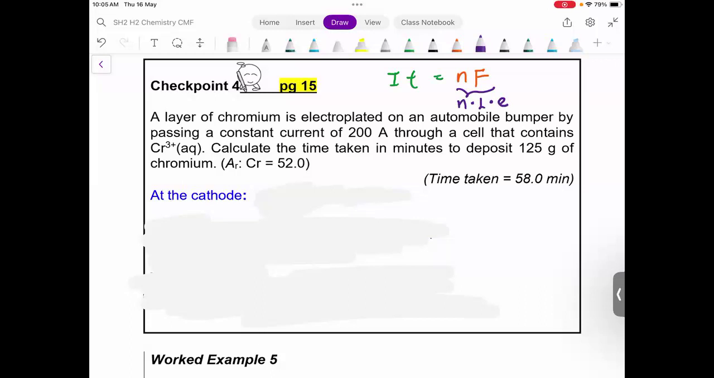For this calculation, you only need to remember IT equals nF. That's it. If you are not using a calculator, then keep your handphone.